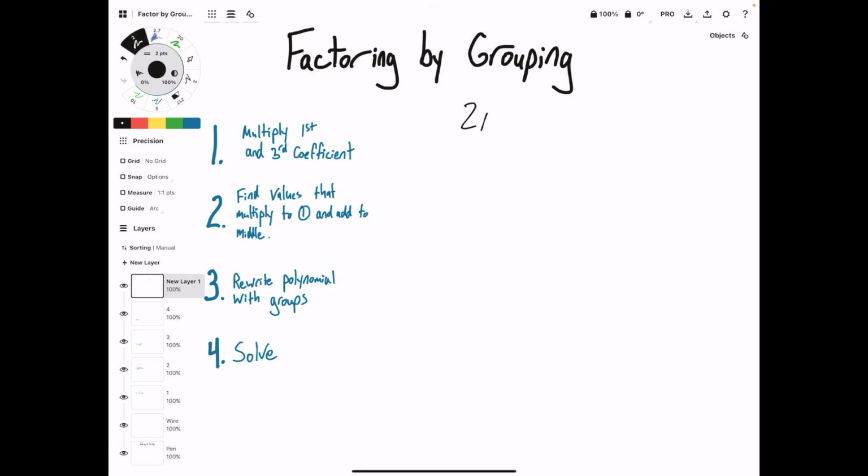This time, let's say we have 2x squared minus 5x minus 12. So multiplying the first and the third, we're going to get negative 24. And we'll just set up our table here. We want to add to negative 5. We can try, say, negative 3 and 8. If we add those up, we get 5. So that just means we need to switch it. We're going to have 3 and negative 8. And that's going to give us negative 5. Okay, we have our numbers. On to step 3.